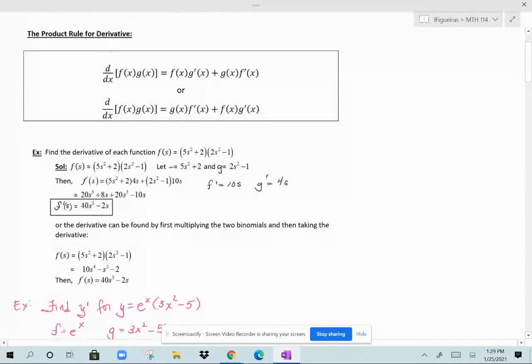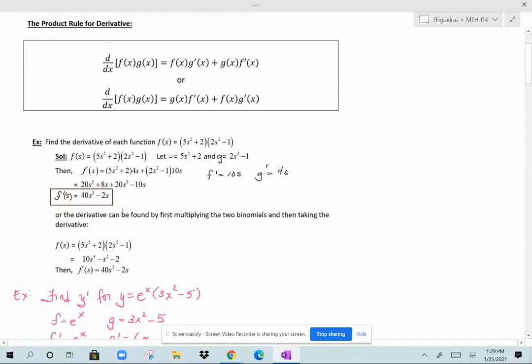This derivative could also have been found without using the product rule, but in order to avoid using product rule, we would have had to expand this first or FOIL out those expressions. So if I multiply these two binomials and then take the derivative, when you FOIL, you would get 10s to the fourth minus s squared minus 2. That's still your f function, your original function, and then the derivative would be 40s cubed minus 2s, same answer that we got by using the product rule.